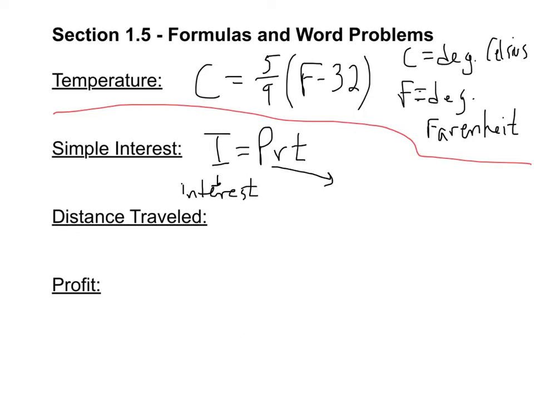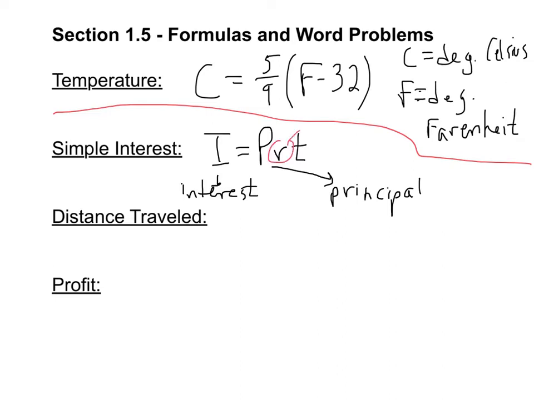P is the starting amount that you put in, and it's called the principal. If you don't know that word, or if you don't know it in this context, I would write down starting amount below it. But the principal is the starting amount or the initial amount of money you put in.